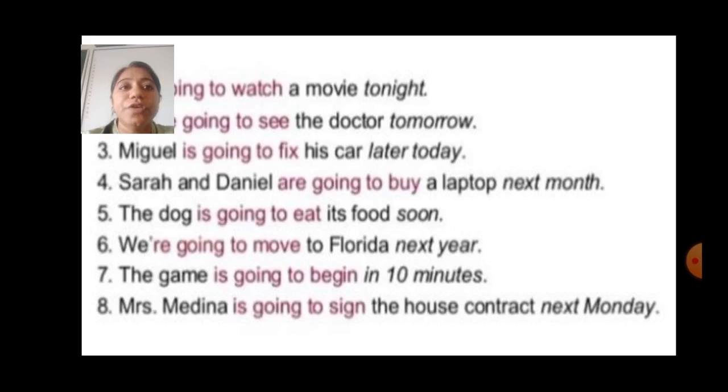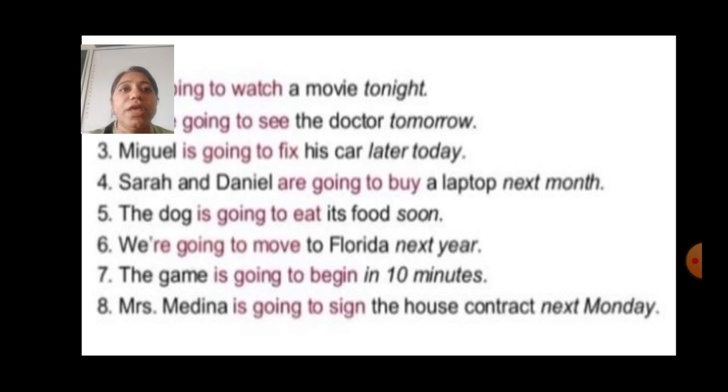Miguel is going to fix his car later today. Shara and Danny are going to buy a laptop next month. The dog is going to eat its food soon. We are going to move to Florida next year. The game is going to begin in 10 minutes. Mrs. Medina is going to sign the house contract next month.